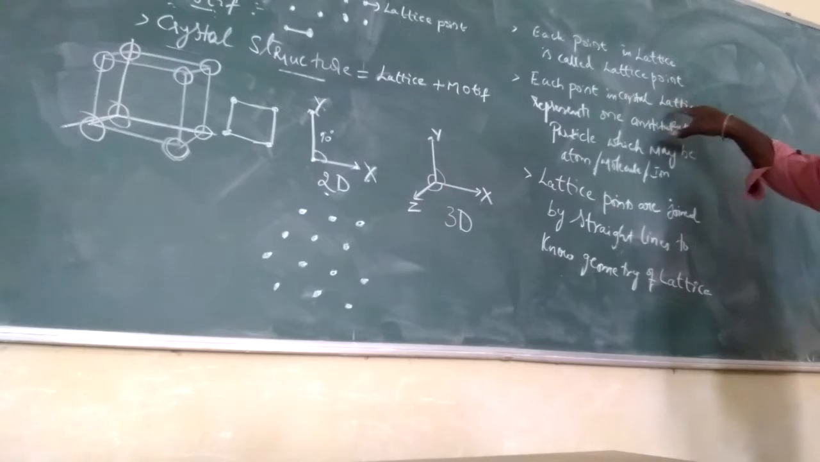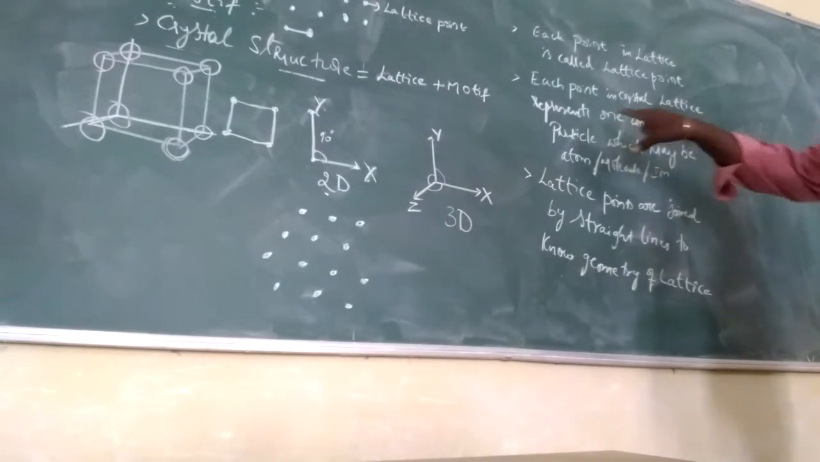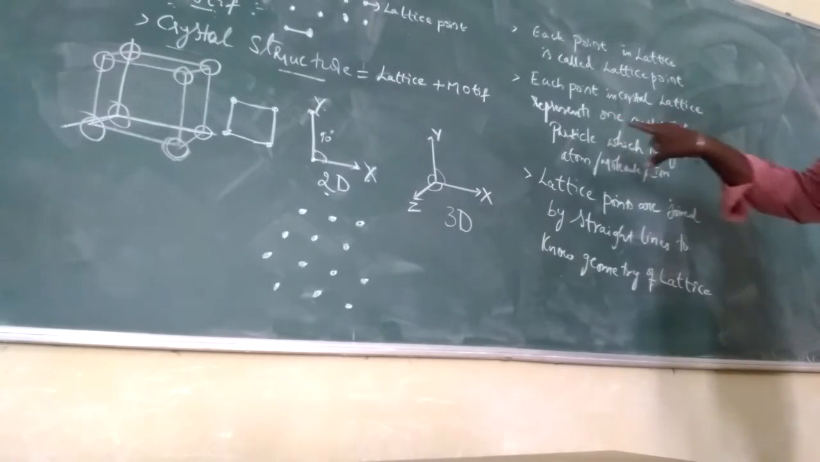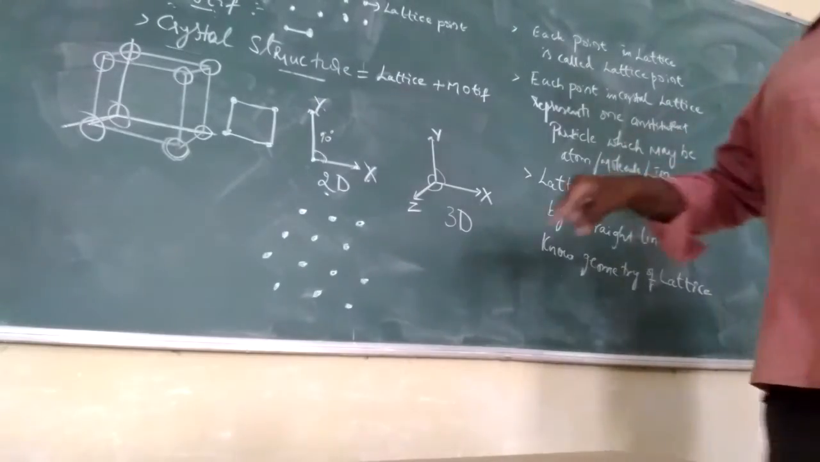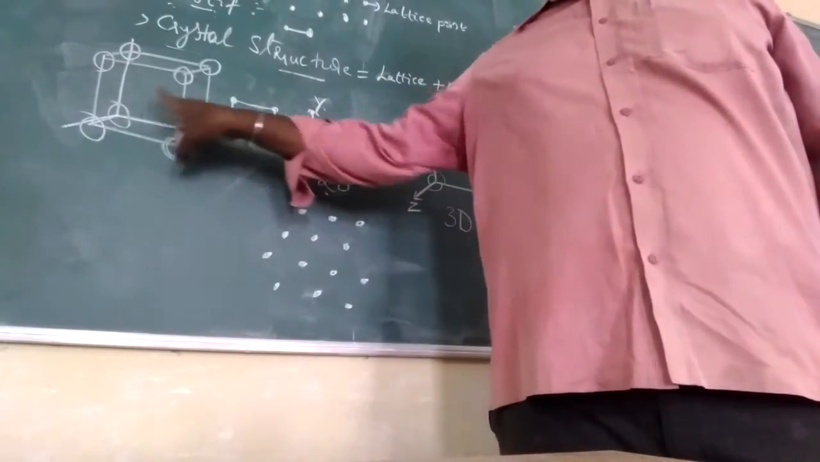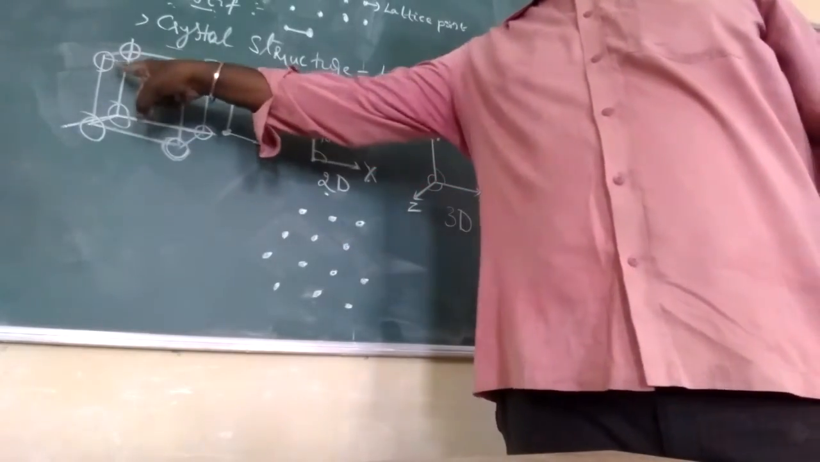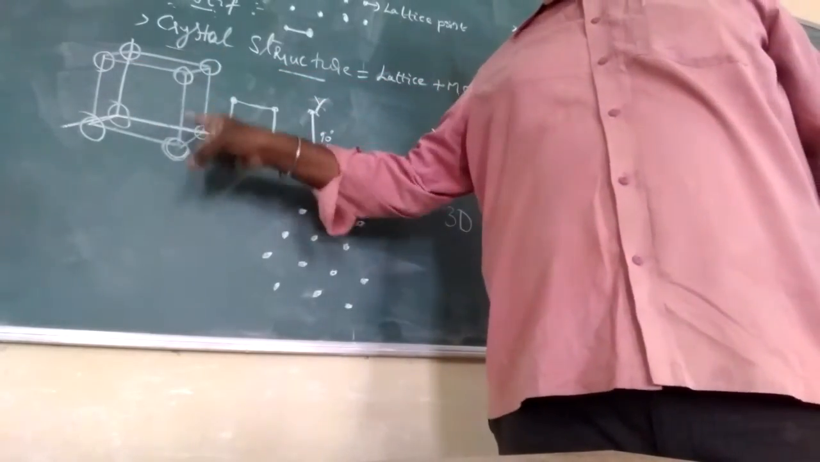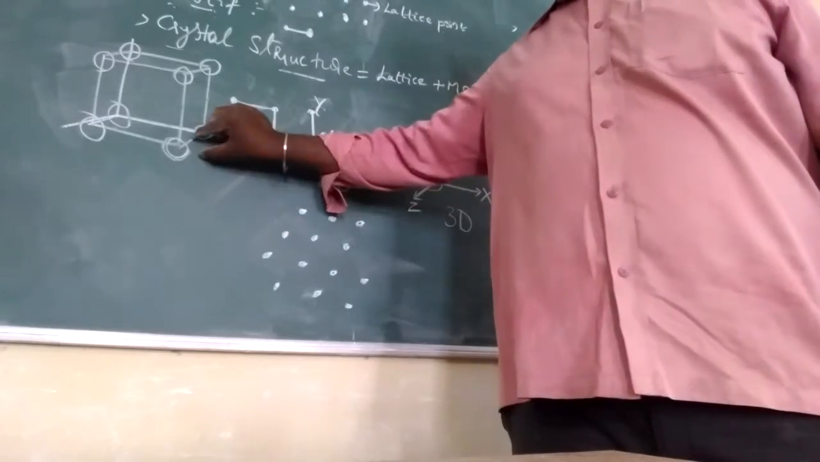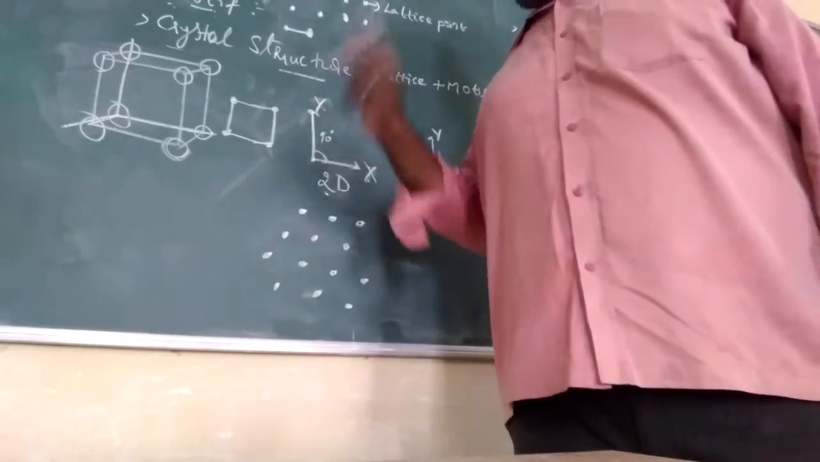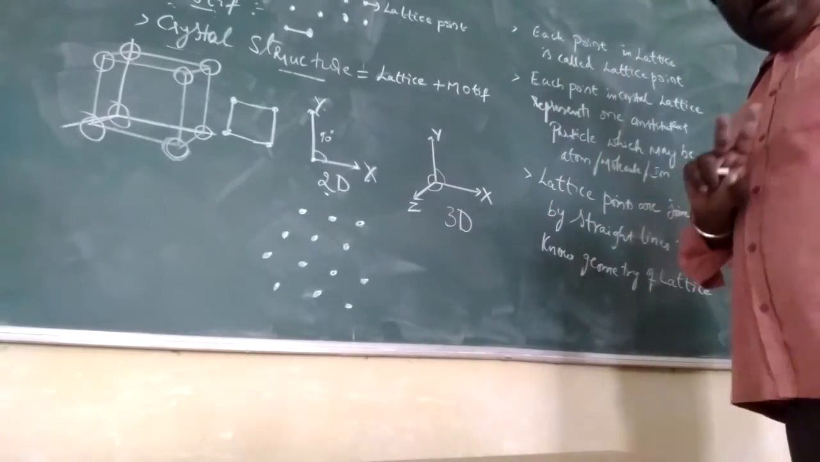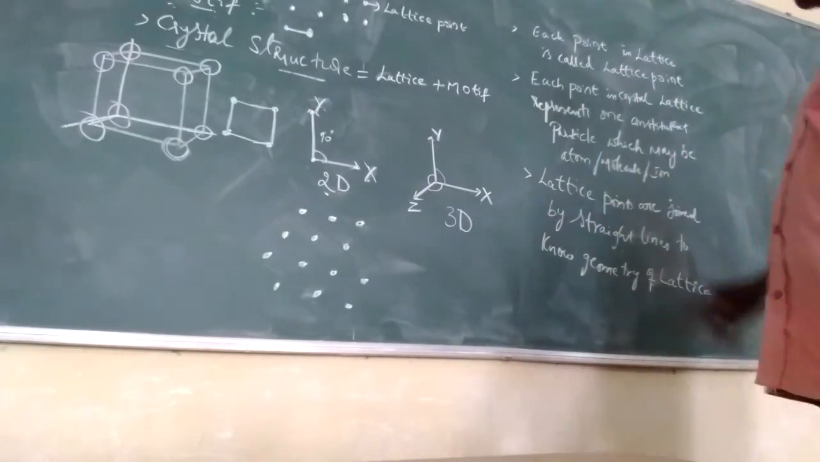Each point in a crystal lattice represents one constituent particle, which may be an atom, molecule or ion. You can see in this diagram that the corners must be an atom, or a molecule, or an ion, but not all three, only any one. Understood?